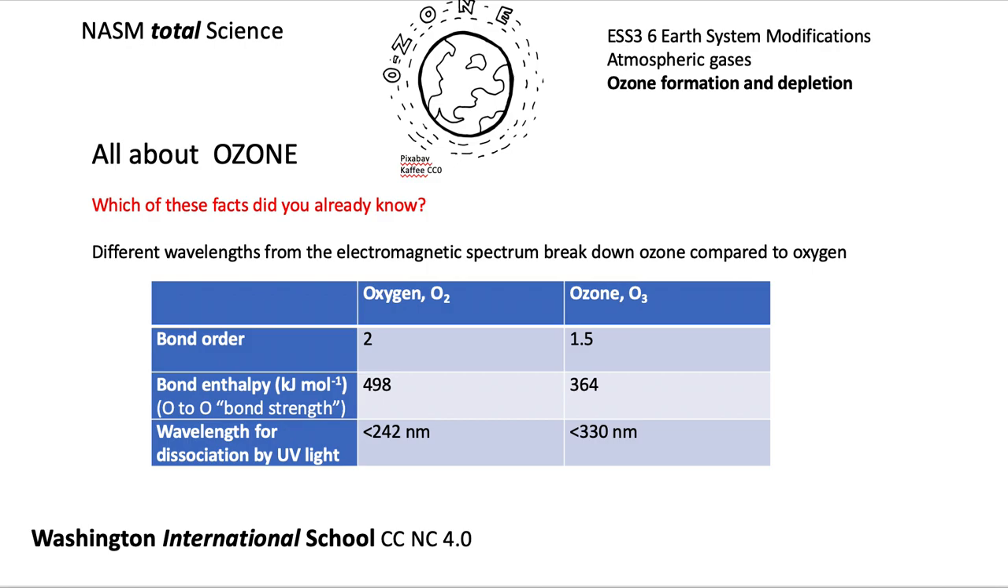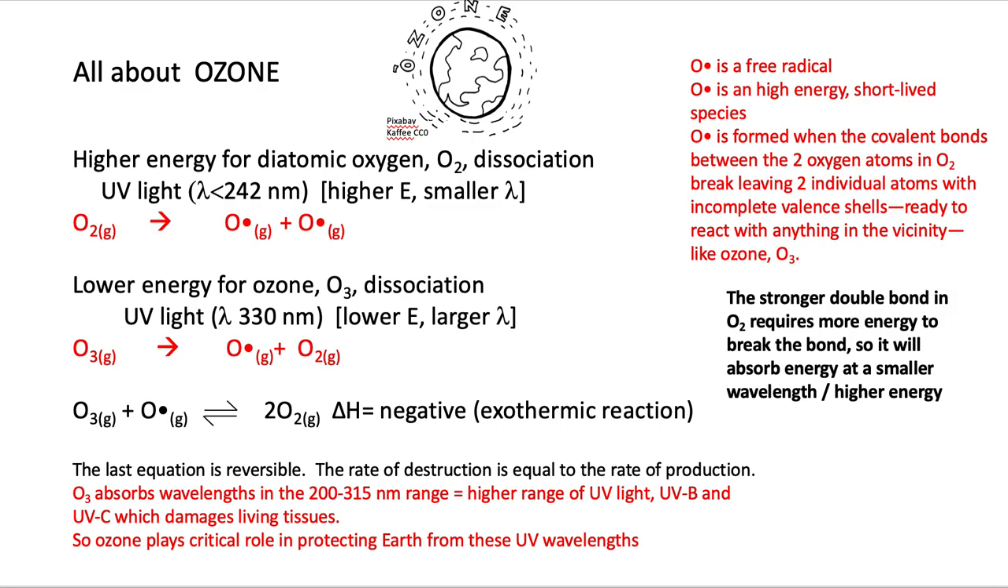And different wavelengths break down ozone compared to oxygen. It's all about the bond strength and the amount of energy in the different wavelengths. So higher energy is needed to break down the diatomic bond, and so UV light with a wavelength less than 242 nanometers, so higher energy, smaller wavelength, E equals hc over lambda, for those who need to know that one. For ozone, it's lower energy, UV light of 330 nanometers, so a larger wavelength with lower energy. And on the right you can read about free radicals, so pause to do that.